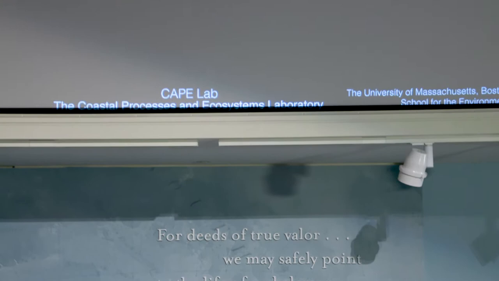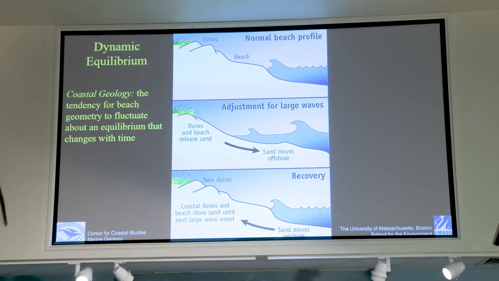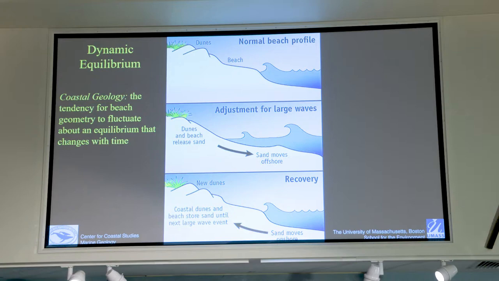This is the beach where the same exact beach will get really, really low and flat in the winter, and then get really, really nice and high and wide in the summer, right? Dynamic equilibrium. It comes and it goes. Sand goes off, sand comes back. That's what's supposed to happen, right?